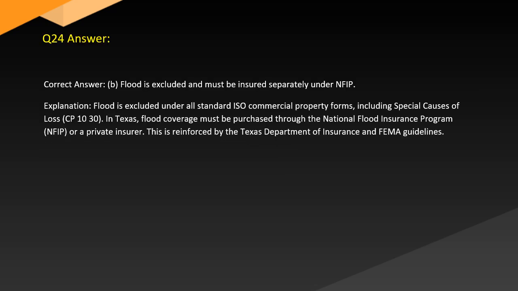Answer. Correct answer: B. Flood is excluded and must be insured separately under NFIP. Explanation. Flood is excluded under all standard ISO commercial property forms, including special causes of loss, CP 10 30. In Texas, flood coverage must be purchased through the National Flood Insurance Program (NFIP) or a private insurer. This is reinforced by the Texas Department of Insurance and FEMA guidelines.